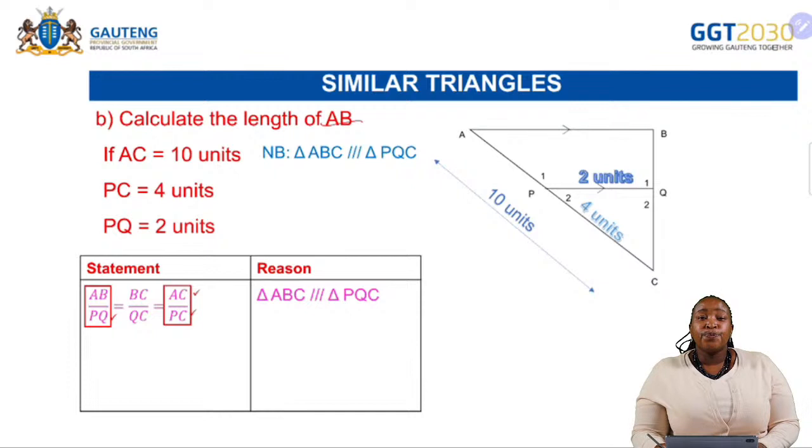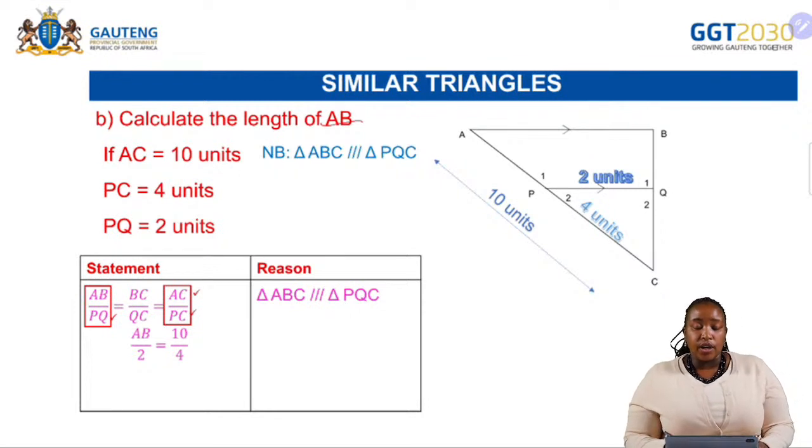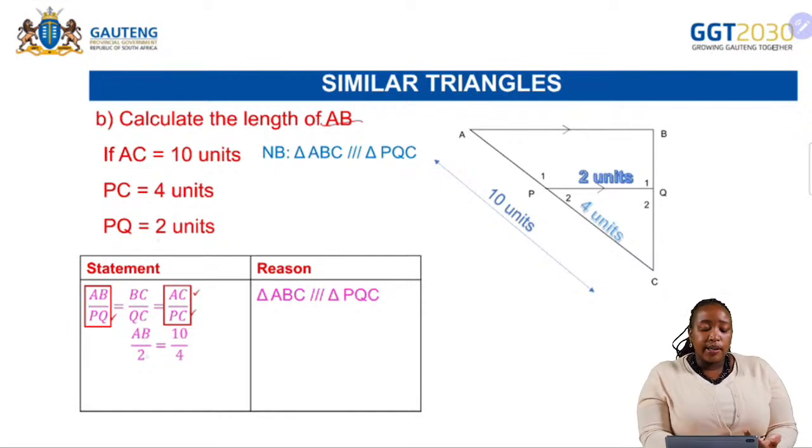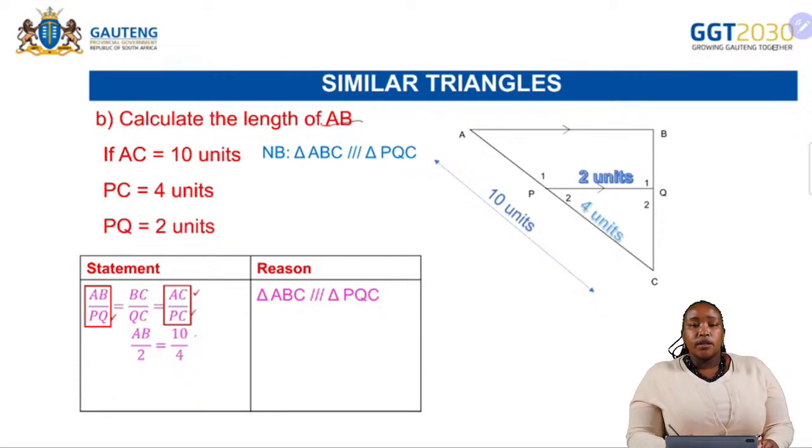From here, what do you do? You now have to substitute the values of these sides. So AB divided by 2 for PQ is equal to 10 divided by 4, all right? So what you've done here, you've just taken all the values and you've plugged them into place where they need to be. You've substituted all those values, okay? From here, what you can do is to either cross multiply. By cross multiplying, you take the denominator from the left hand side and multiply with the numerator on the right hand side of your equation. And you can also do that with the numerator on the left multiplied by the denominator on the right of your equation.